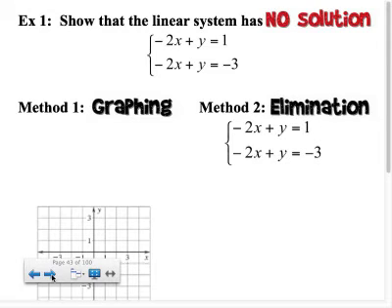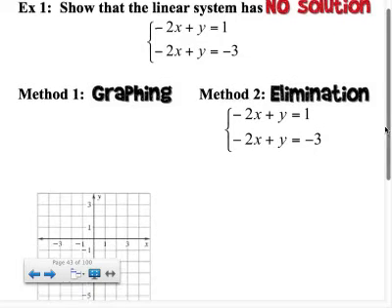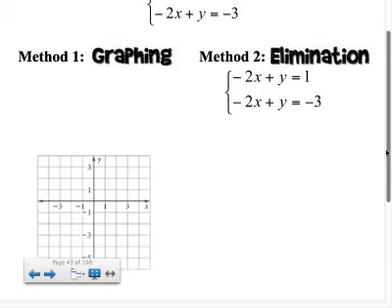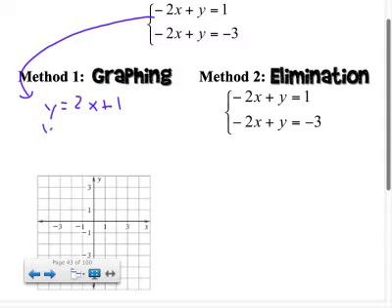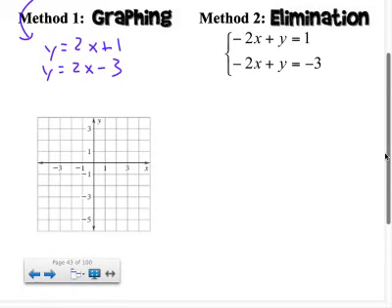So we're going to show that this linear system has no solution. We're going to show it using two methods. We're going to show it by graphing, and then we're going to show it by elimination. So if I graph the first equation, the first thing I want to do is rewrite both of these. So I'm going to take these down here. When I rewrite them, I'm going to add 2x to both sides. So y equals 2x plus 1, y equals 2x minus 3. At that point, you recognize they have the same slope. Well, then you know they have to be parallel, but let's just graph anyway.